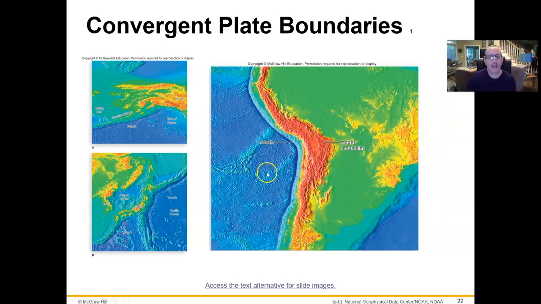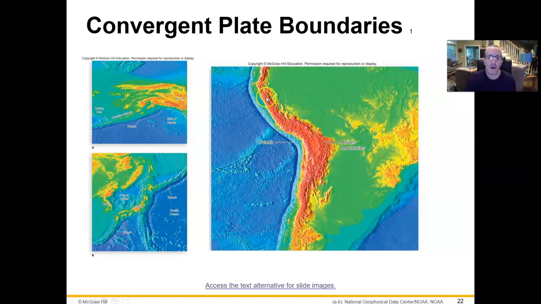Here is a convergent plate boundary. This is South America. This is the Nazca plate. This is a South American plate. You can see the deep blue right here. That's the trench that's just offshore, where that boundary, that plate is actually going under the South American plate. And you see the mountain range, the very high mountain range here on the coast of South America. That's actively still being formed by this convergence.